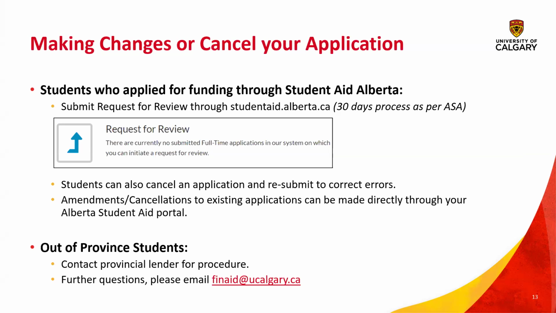A request for review can be submitted at this point to change the application that was submitted. This can be required under some circumstances, such as applying for financial aid under the incorrect program or using the incorrect study period dates. A request for review can take up to 30 days to be processed. It can be better to cancel the application and resubmit with the correct information, and this is normally a lot faster. You can contact Enrollment Services for support here if necessary.